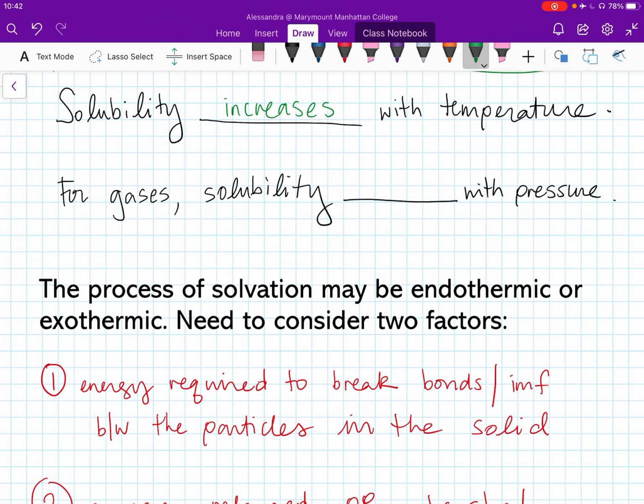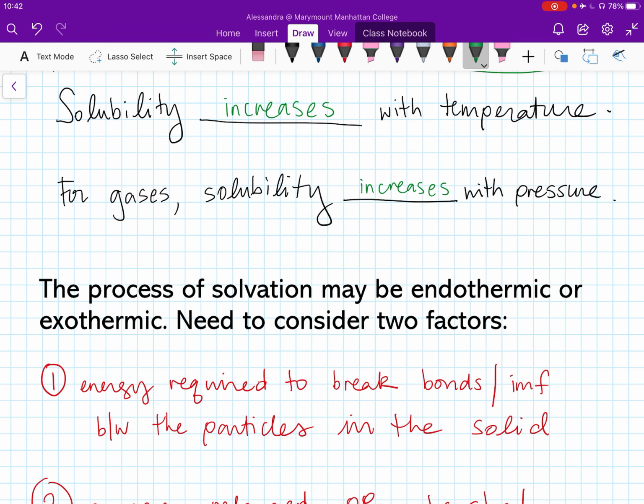Okay, if we're thinking about gases, then we think about pressure, of course, and solubility increases with pressure. If you have a gas at higher pressure over a liquid, you're going to be able to force more of that gas into the liquid to dissolve in the liquid. So for gases, solubility increases as pressure increases. As temperature increases, solubility increases. And for a gas, as pressure increases, solubility increases.